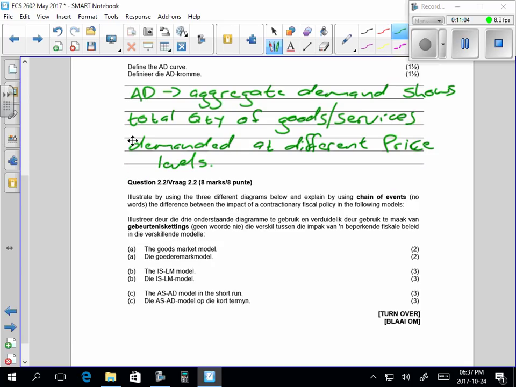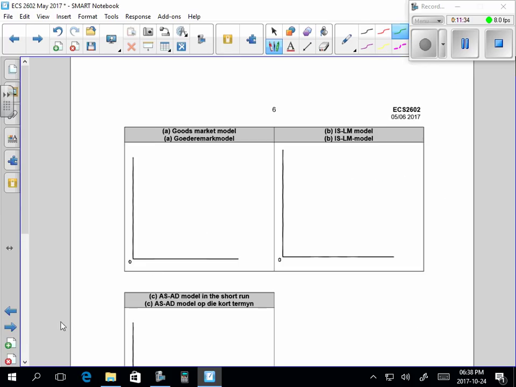Illustrate using 3 different diagrams below and explain by using a chain of events the difference between the impact of a contractionary fiscal policy on the following models. What is a contractionary fiscal policy? Contractionary, the economy will contract after this policy or during this policy. Government expenditure decrease and or a taxation increase. Okay. So the first one on your goods market model.